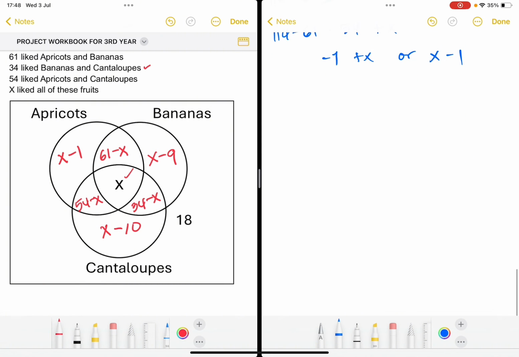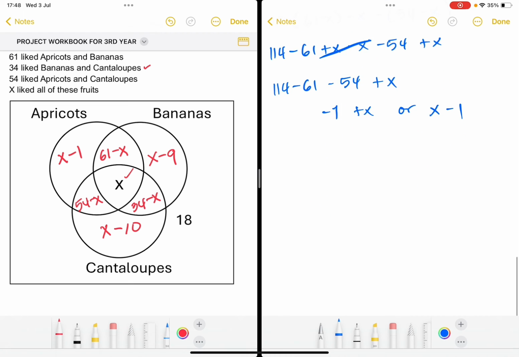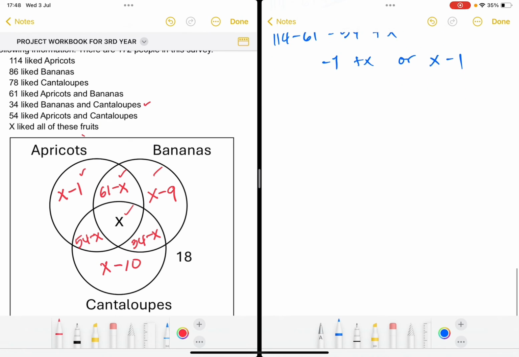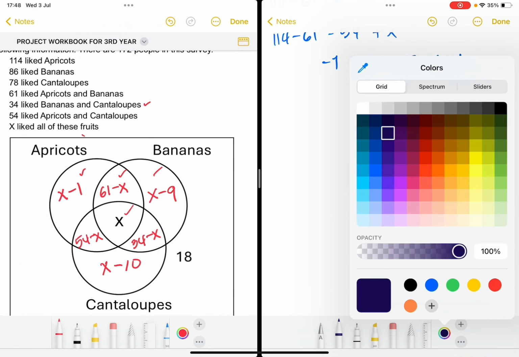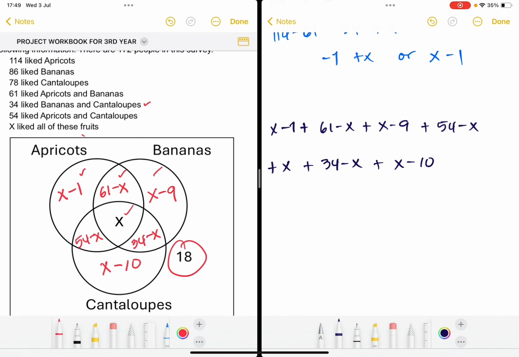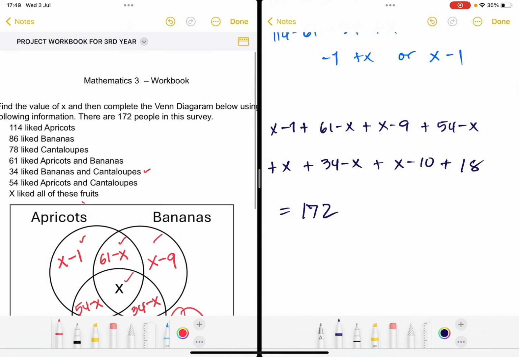Now let us find the value of x. We have to add all of these. So x minus 1, plus 61 minus x, plus x minus 9, plus 54 minus x, plus x, plus 34 minus x, plus x minus 10. Don't forget, this one is included, plus 18 equals 172, because there are 172 people in this survey.